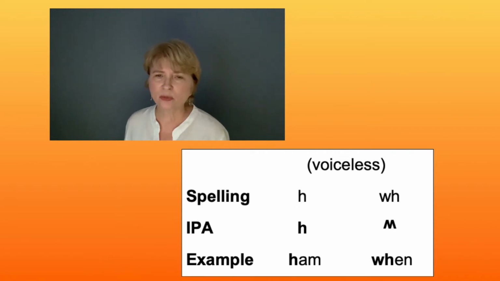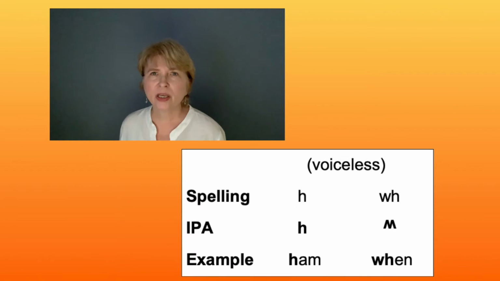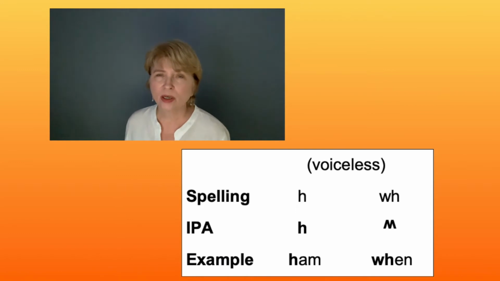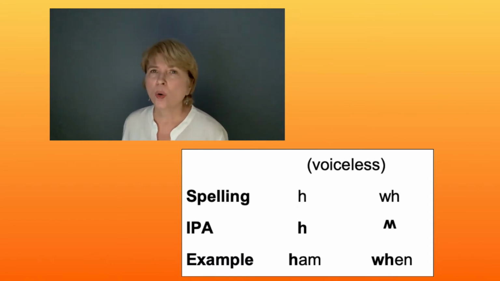The next sound is not really used by most Americans. British people may still make this sound, but we usually don't. It sounds like wha, wha. We used to make this sound when we said when. Now, most people say when. We'll look at that IPA symbol. The upside down W is the symbol for the wh sound.